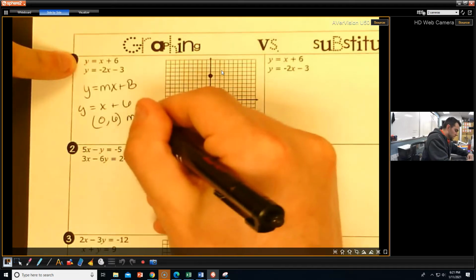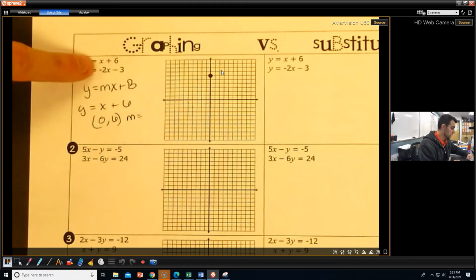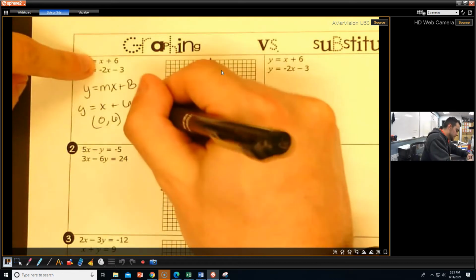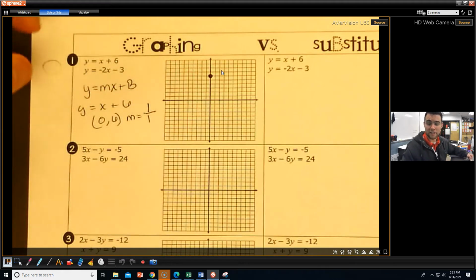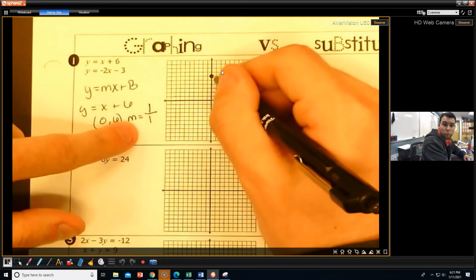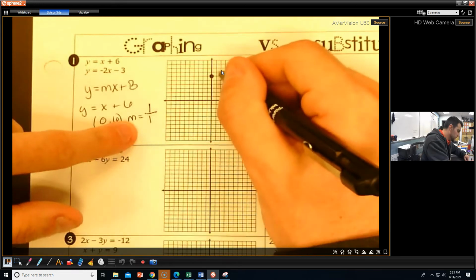Well, my slope in this case as a rise over run, there's nothing in front of the x. It's just a 1. If I want to make that a rise over run, I can just put a 1 underneath. So now I can go up 1 unit and to the right 1 unit.